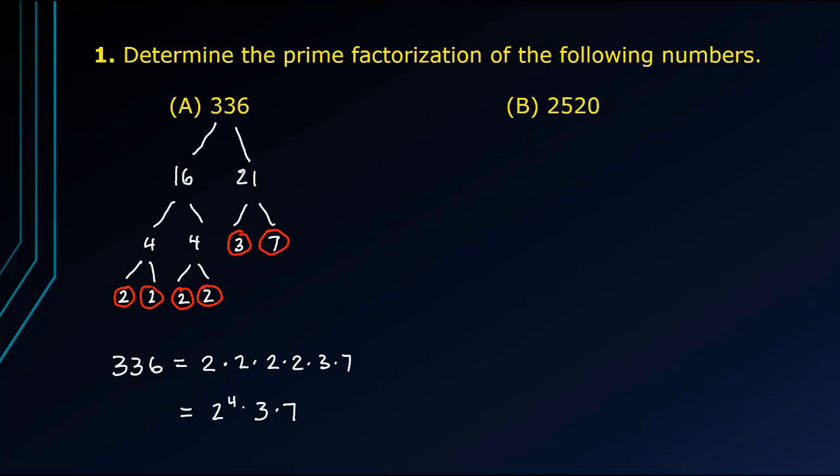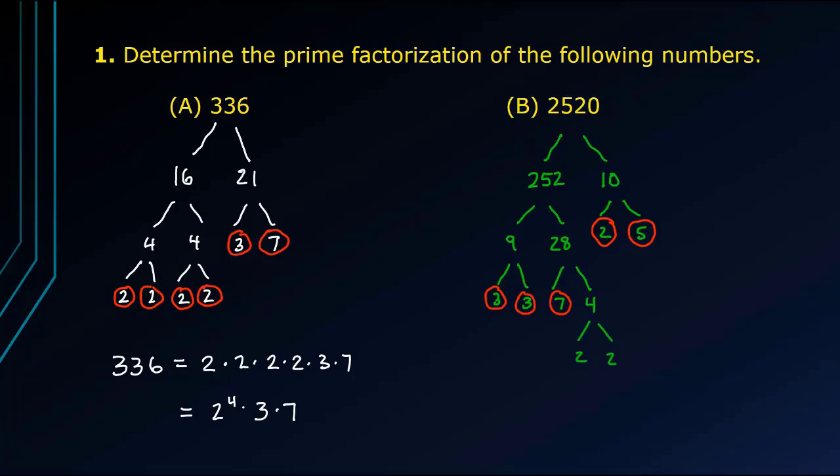And when I look at 2,520, 252 times 10 is one way to break it down. When I break it down further, 2 and 5, which are prime, 9 and 28 are not. So 2 and 5 are going to stick around. The 9 and the 28 are going to break down further. 9 is going to be 3 times 3. 28 is 7 times 4. The 3 and the 7 are prime. The 4 still is not. So these are going to stick around. I'm going to break this down further into 2 times 2. And those are prime numbers.